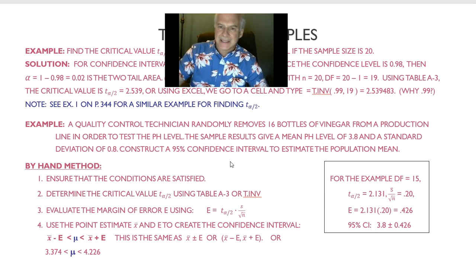Do we have independence, in the sense that is there at least 10 times the sample size in the population? Well, 10 times the sample size of 16 is 160. And yes, there's at least 160 bottles in the production line. And then the third condition is you have to have either normality of the original population or a sample size of at least 30. Now, we don't have a sample size of at least 30. We only have a sample size of 16.